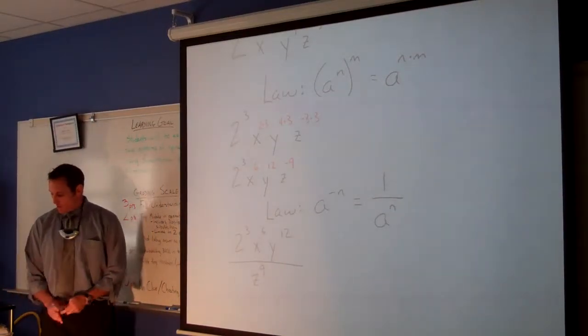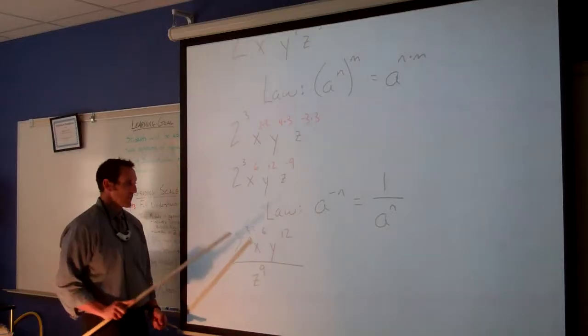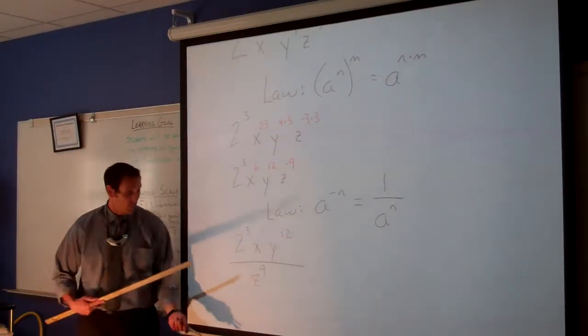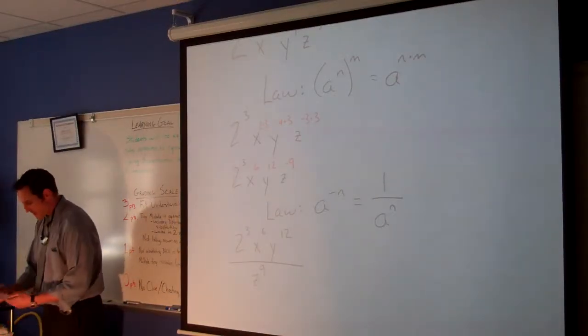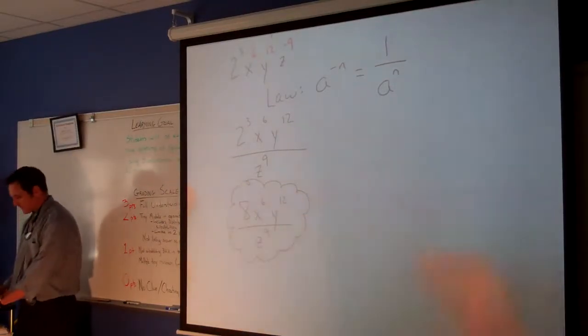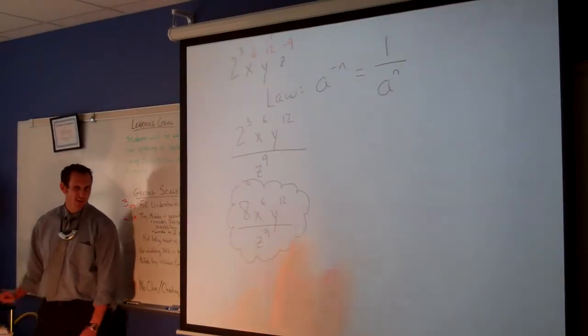So you might think we're almost done, and we are, but we can evaluate 2 to the 3rd power. We can evaluate this, so we can do that. 2 times 2 times 2, and 2 times 2 is 4, times 2 is 8. So we have 8 times x to the 6th power, y to the 12th power over z to the 9th power. So we've used all those laws of exponents. See, that's how everything comes into play.